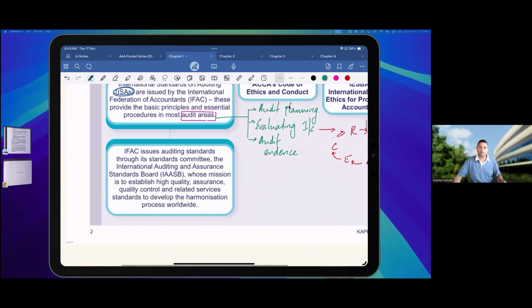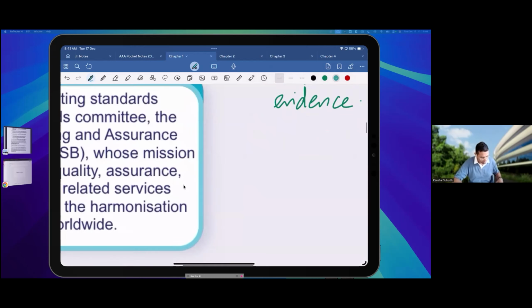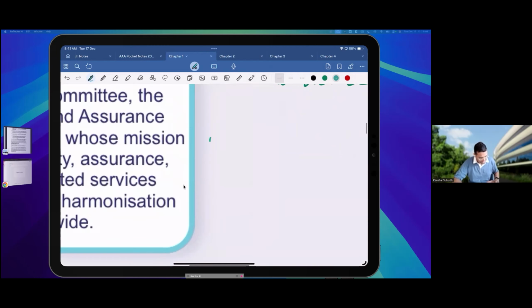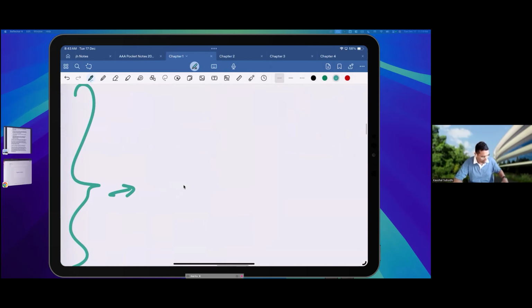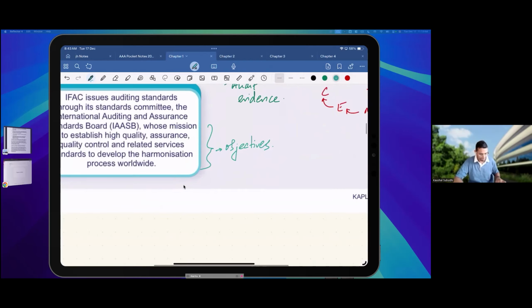Now, coming back to this one, where again IFAC issues the auditing standards, as I told you, through its Standards Committee and the International Auditing and Assurance Standards Board, whose mission is to establish high quality. You can see the most important thing here is quality. That's what you always strive for, right? You always require. Now, these are the objectives. You just have to remember these objectives, right? These are the objectives which you have to keep in your mind.